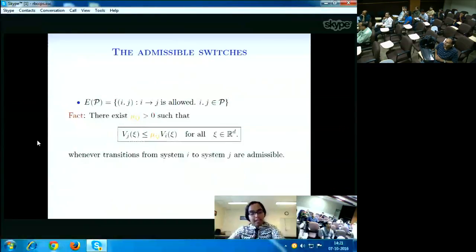Now, whenever you are allowed to switch from system I to system J, the corresponding Lyapunov-like functions are linearly comparable, and they are comparable by means of this scalar mu I J, which will also be present in our stability condition. Now, what do I mean by linearly comparable? So, roughly you can say that they are of the same order. You can see that if one function is quadratic and the other one is quartic, of course this inequality will not hold. Okay, so now we can look at our stability condition.